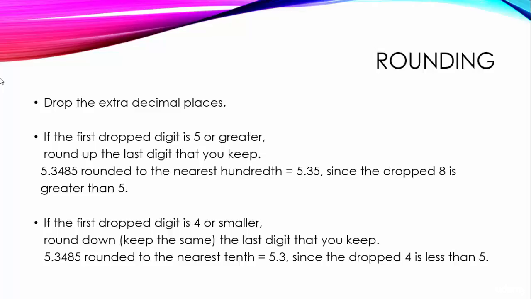Example, 5.3485 rounded to the nearest tenth gives you 5.3, since the dropped 4 is less than 5. 5.3485 rounded to the nearest hundredth is equal to 5.35, since the dropped 8 is greater than 5. 5.3485 rounded to the nearest thousandth is equal to 5.349, since the dropped 5 is equal to 5.